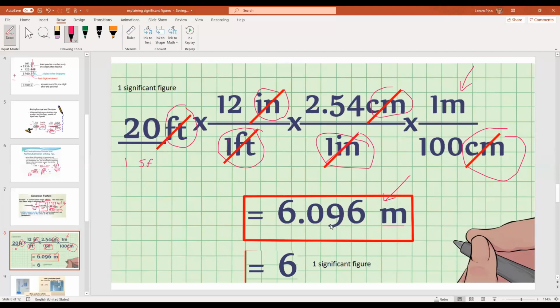But is this the answer? No. The given number has only one significant figure, so your answer must have only one significant figure. Then your answer is 6. Since the first number you skip is lower than 5, you don't round up in this case.